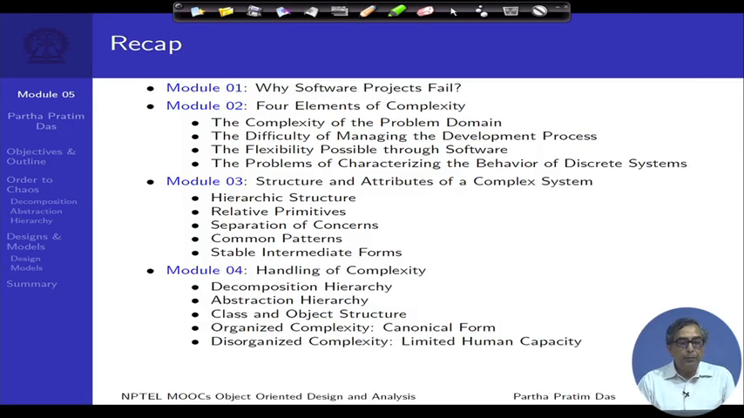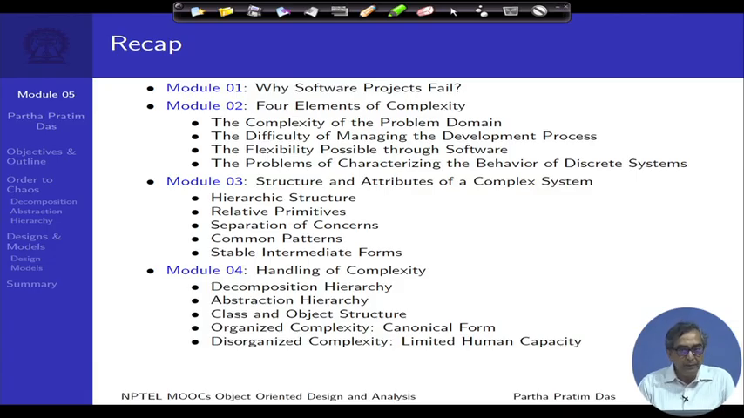Equipped with this, we then discussed in the last module how we can handle complexity, and we observed that the complexity of the design development process of a complex software system can be handled in terms of an organized approach, which is primarily driven by a canonical form comprising the object and class hierarchy, the 2 orthogonal dimensions of representation in a complex system, and the 5 basic attributes of the complex systems.